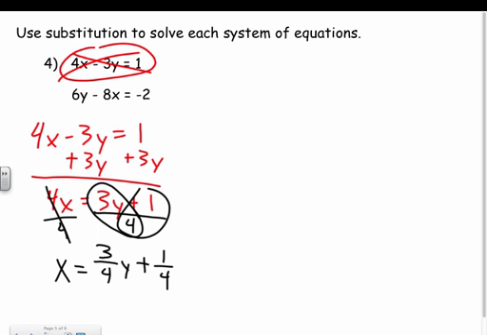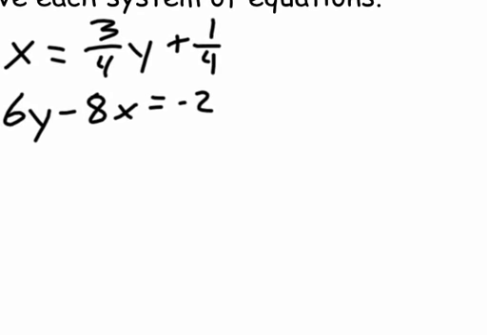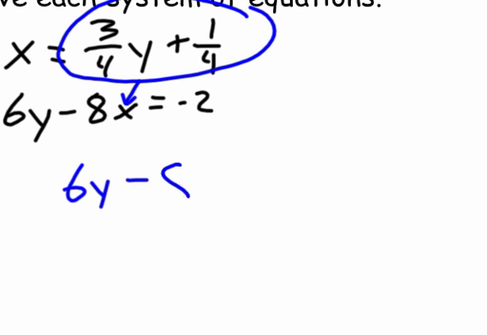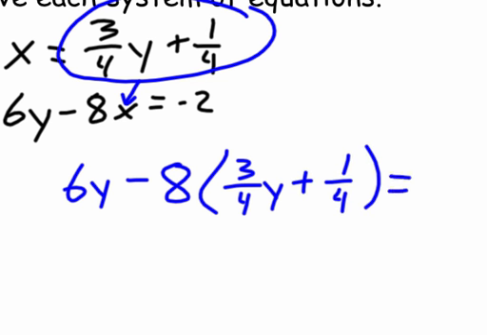So there's my new system. Now, I'm going to rewrite this up top. I'm just going to replace the one I just changed. So I have x equals 3/4 y plus 1/4. And I'm going to rewrite this one next to it. So 6y minus 8x equals -2. Just replace that one. So I'm going to substitute in for x. So I'm plugging this guy into x right there. So I have 6y, rewrite that second equation, minus 8. And now I'm saying that's what x equals, so I plug it in. So 3/4 y plus 1/4 equals -2.